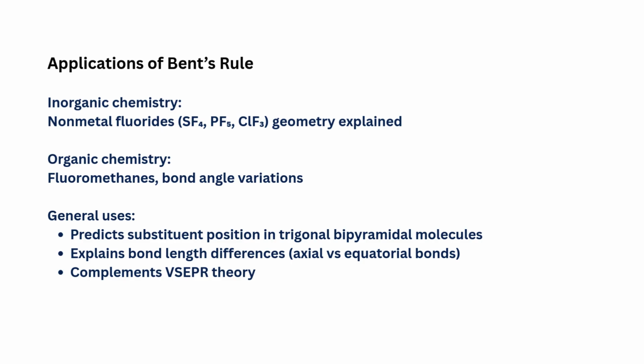Next are the applications of Bent's rule. It has applications in both inorganic and organic chemistry. In inorganic chemistry, it helps explain geometries of non-metal fluorides like SF4 and PF5. In organic chemistry, it helps explain bond angle variations like in fluoromethanes. It can also predict substituents' positions in a trigonal bipyramidal molecule and explain differences in bond lengths between axial and equatorial bonds. So Bent's rule is a powerful tool for explaining molecular structure.